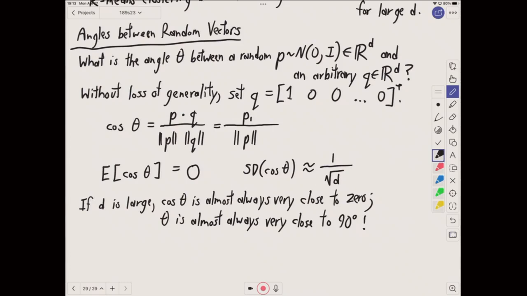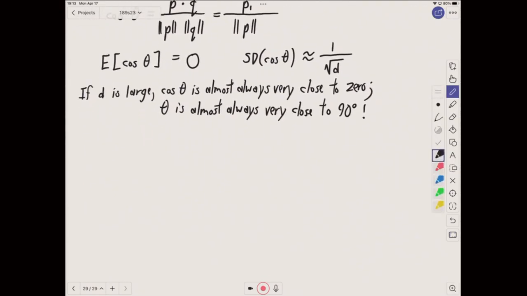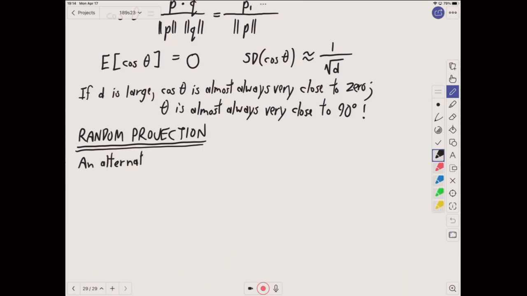All right, so everything I've just told you, this intuition is going to be a little bit helpful in understanding the next topic. We're going to talk about a sort of alternative to PCA called random projection. So a few words about that. There are some circumstances where random projections can be a useful alternative to PCA, and some where they cannot.